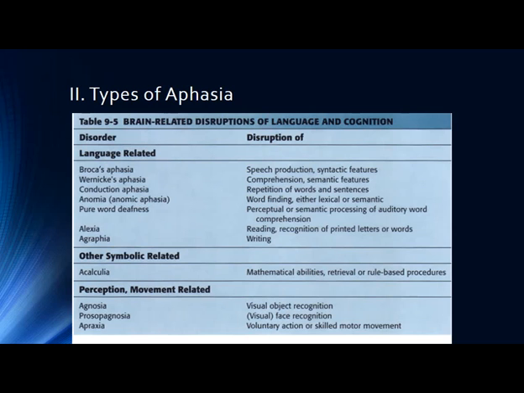Here's where it gets weird. You can be alexic but not agraphic. That is, you can write, but you can't read what you have just written. Which I find very disturbing on a lot of levels. And acalculia is also symbol related. This is a loss of mathematical abilities. And then, of course, we've already talked about agnosia and prosopagnosia.